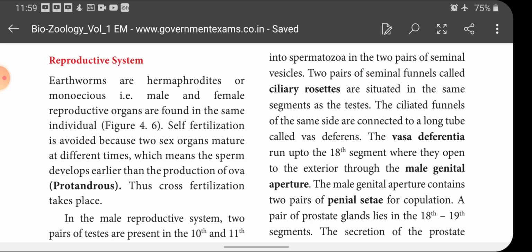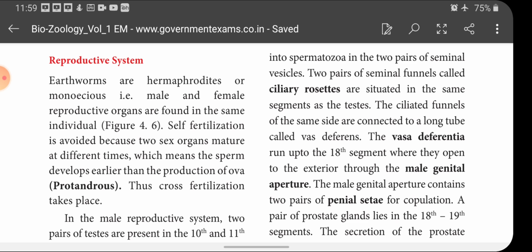In this paragraph, you can expect two different types of question, children. One is what is meant by protandrous. For that the answer will be, in earthworm the sperm may develop earlier than the production of ova, and this condition is called protandrous. And another question: in earthworm self-fertilization does not take place or is avoided, why, or give reason. That is another question.